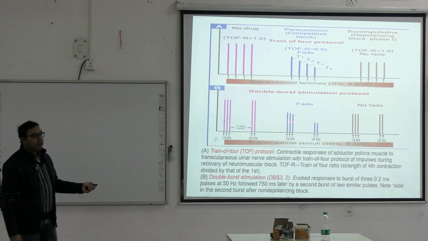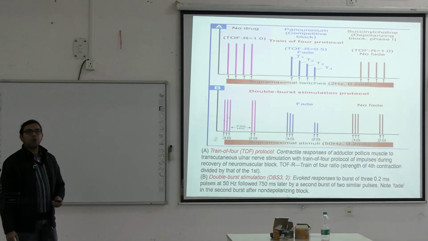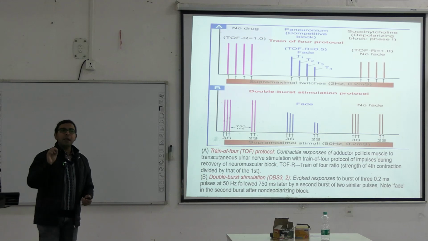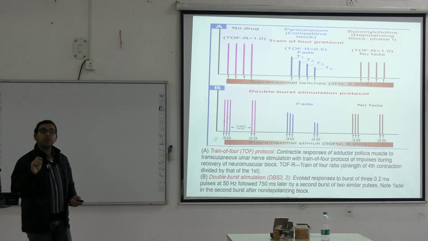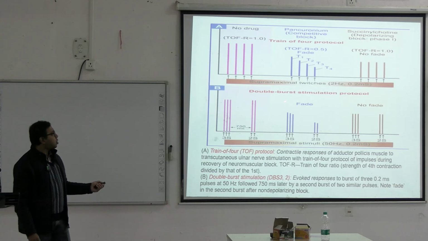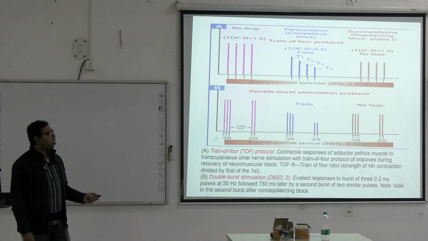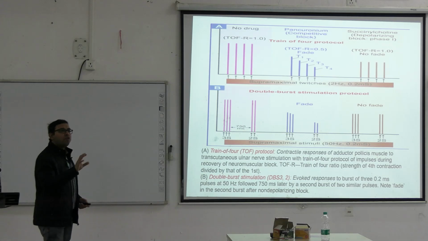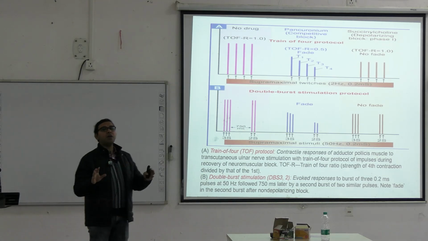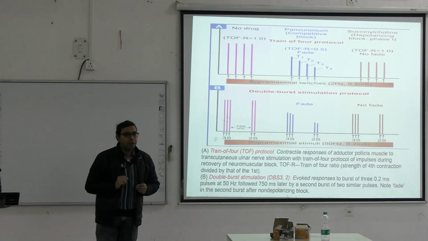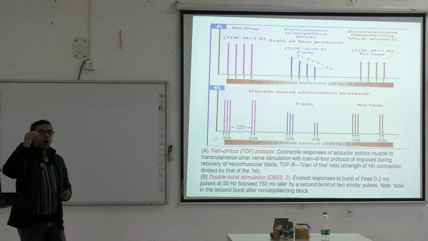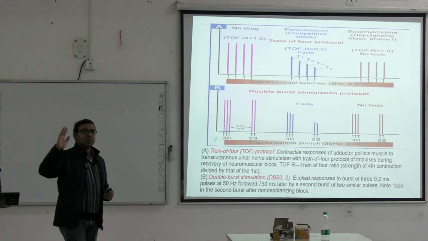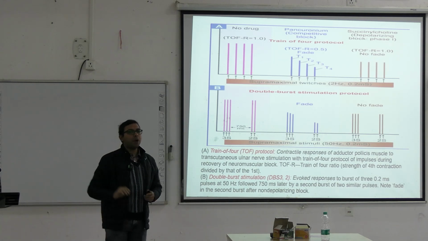Another thing to remember by name is the double burst stimulation protocol, another protocol where less impulse is given, because in train of 4 there are 4 electrical impulses given, so this is painful. So double burst is usually less painful. It is also used in different anesthetic practice. So fading in train of 4 is seen in case of the competitive blocker. Fading is not seen in case of the depolarizing blocker. The contraction will be uniformly less than the normal in case of the depolarizing blocker.